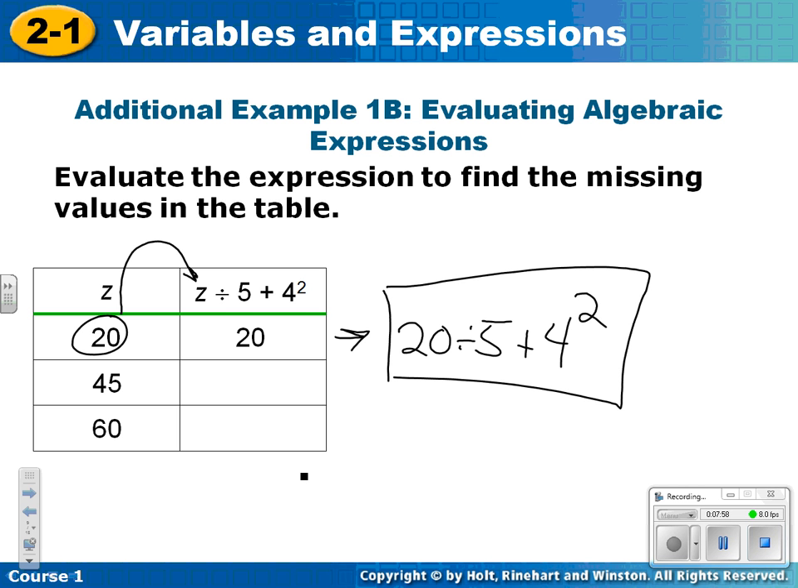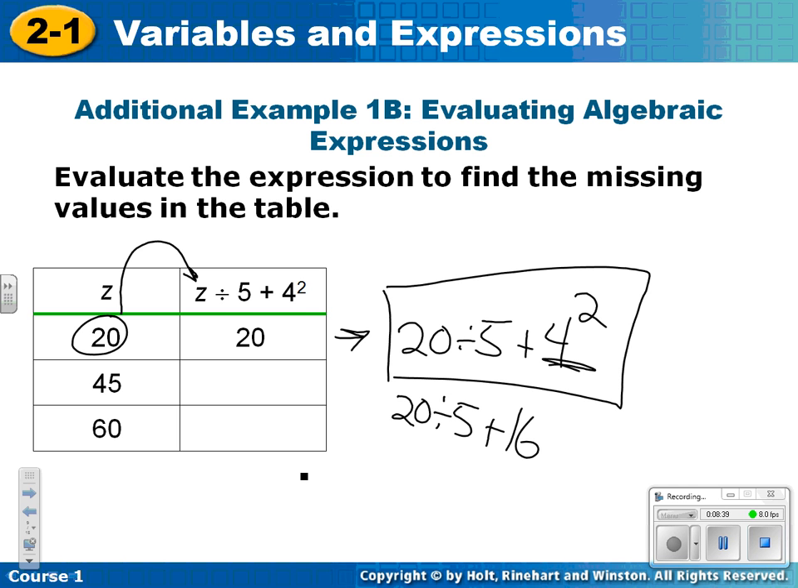What do we have to do first? Why? Okay, we have to solve for the exponent because of dear Aunt Sally. Please excuse her. Please excuse dear Aunt Sally. That means we do parentheses first. There are no parentheses. Excuse is exponents, which is right here. So we go 20 divided by 5 plus, what is 4 to the second power?